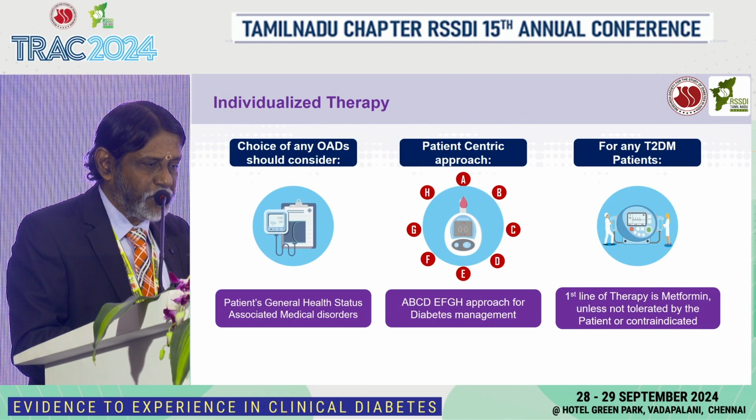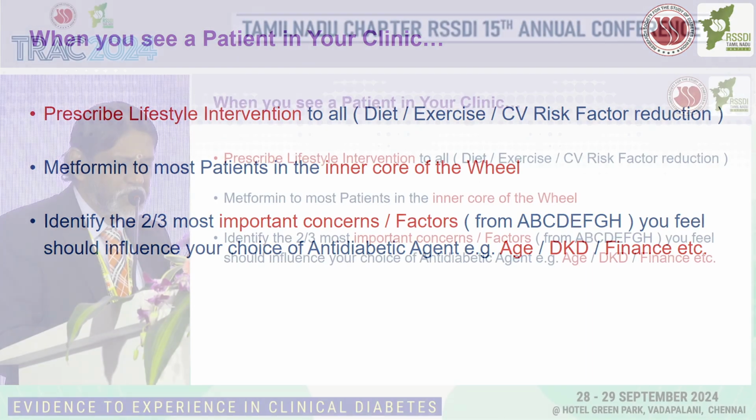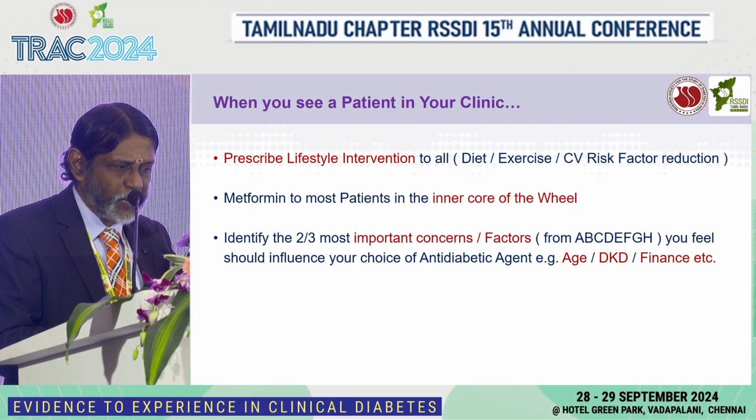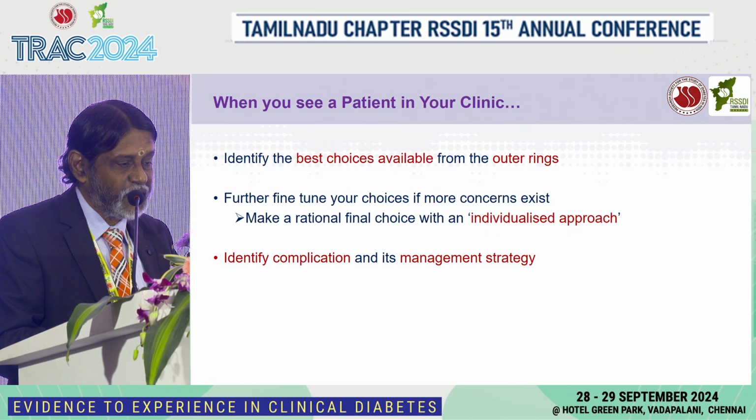So individualized therapy, choice of any OADs should consider the patient's general health status, associated medical disorders, and a patient-centric approach, and that is the approach for diabetes management. For any type 2 diabetic patient, the first line of therapy is metformin, unless not tolerated by the patient or contraindicated. So when you see a patient in your clinic, prescribe lifestyle intervention and metformin to most of the patients. Identify 2 or 3 most important concerns or factors you feel should influence your choice of anti-diabetic drugs with reference to A, B, C, D, E, F, G, H.